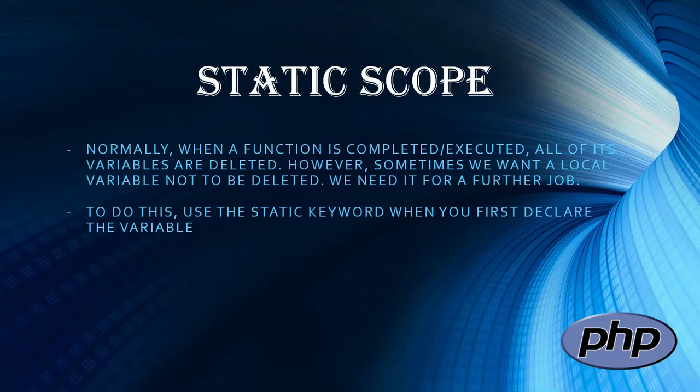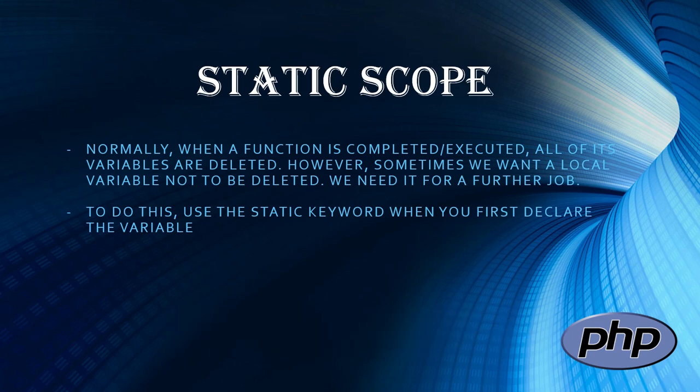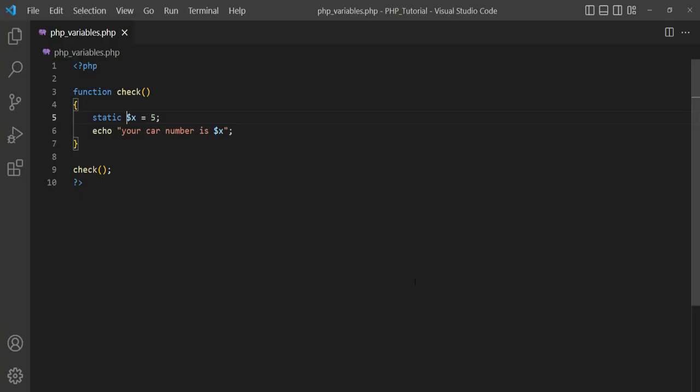What is static scope? Static scope is a very important scope of a variable. Normally when a function is completed, executed, all of its variables are deleted. Sometimes we want a local variable not to be deleted. We need it for a further job. To do this, use the static keyword when you first declare the variable.